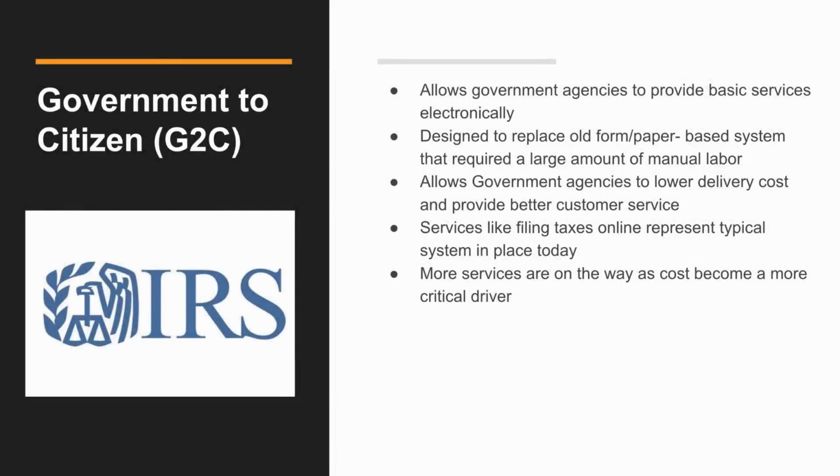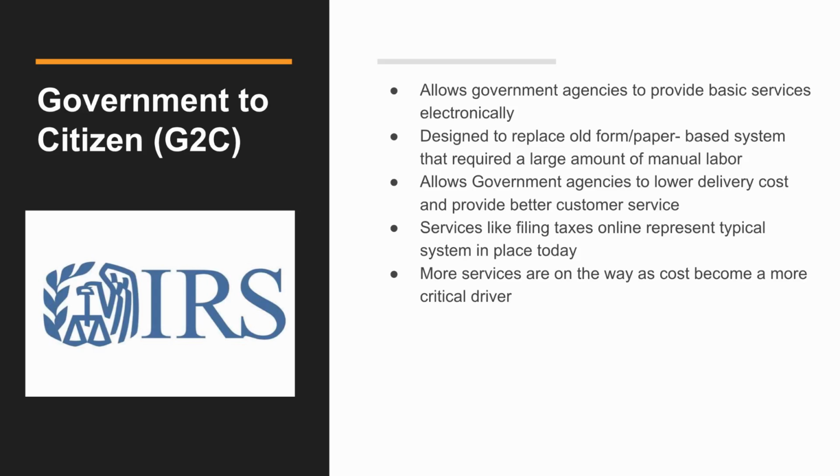The next model that we're going to look at is the government to citizen, or G2C model. And this allows government agencies to provide basic services to their citizens electronically. And they're designed to replace the old form paper-based systems that required a large amount of manual labor. And it really allows government agencies to lower delivery costs and really provide much better customer services. So some typical examples of this are like filing your taxes online, that is now a complete replacement for the paper-based system that was in place years ago.